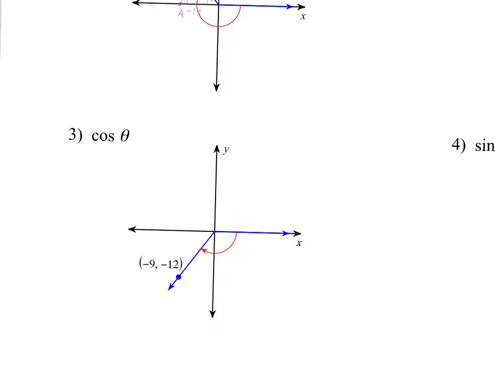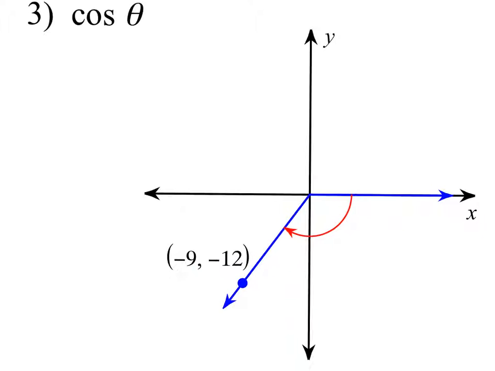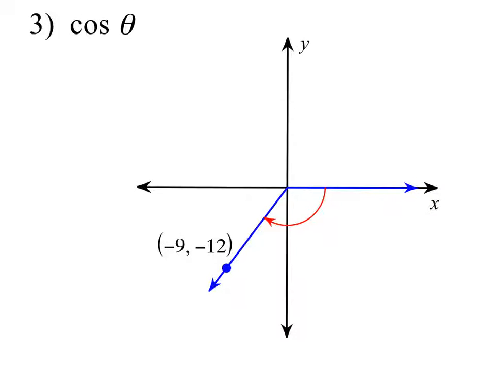I'm going to look at number 3. I was supposed to say number 9, because there's a 9 in this problem. We're going to do the same thing. Here we've got to make our triangle with the x-axis, really focusing on this reference angle, where we have a height of negative 12 and a base of negative 9.